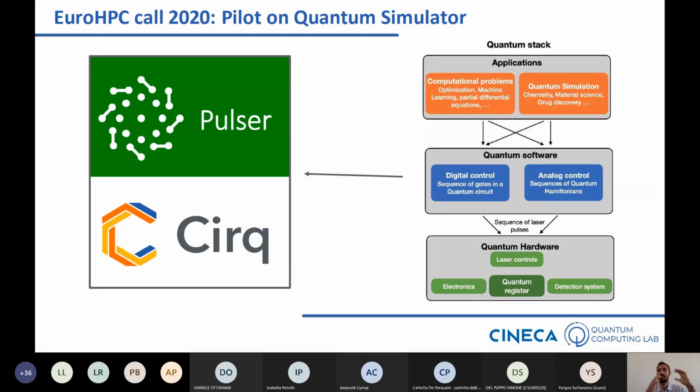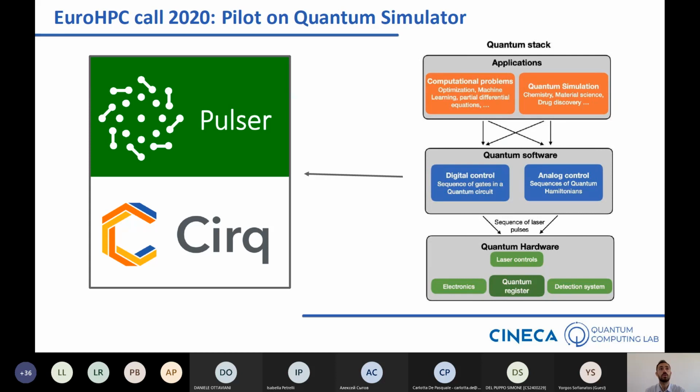So there are these two levels. Pulser is more hardware level. Cirq, like Qiskit, is a higher level, let's say. But anyway, you always have to use Pulser at some point, because Pulser is the one that encodes what you want to do into a sequence of laser pulses.